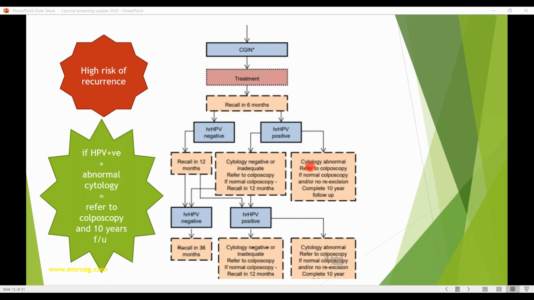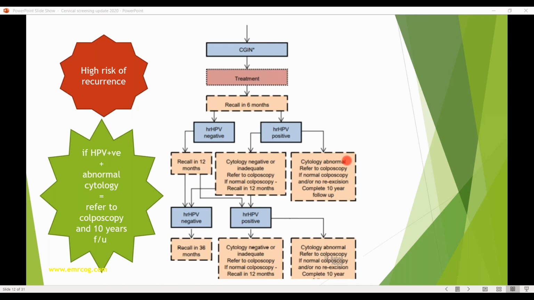Or if her cytology came abnormal with HPV positive while she had been treated, this will make you worried that maybe this patient is coming into recurrence, or maybe she will have an invasive lesion soon. So I will have to put an eye on her, and I will have to set a tight follow-up plan. This tight follow-up plan says that if the cytology is abnormal, refer to the colposcopy. Here I would say no matter what the colposcopy is, either normal or abnormal necessitating re-excision, complete 10 years of follow-up.